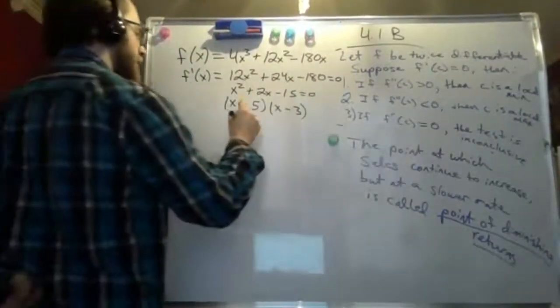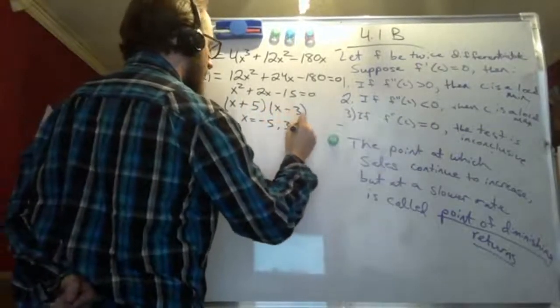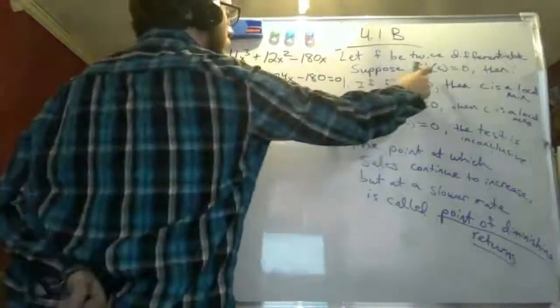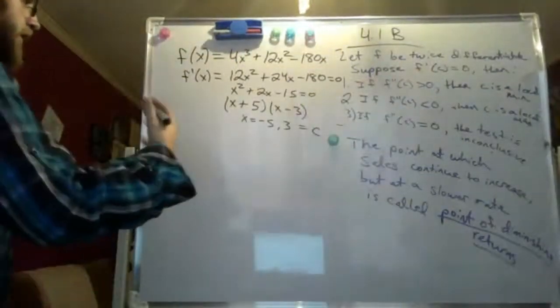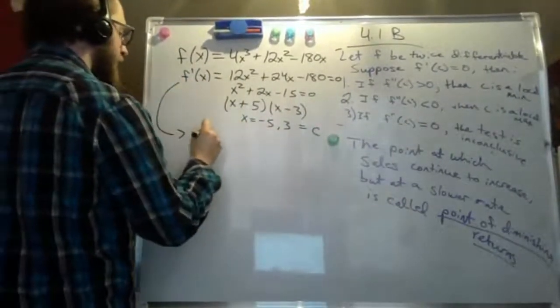So what are the x values? We have negative 5 and 3. These are our critical points we use for the second derivative test. Okay, great. So we have our candidates. Now we need our second derivative.